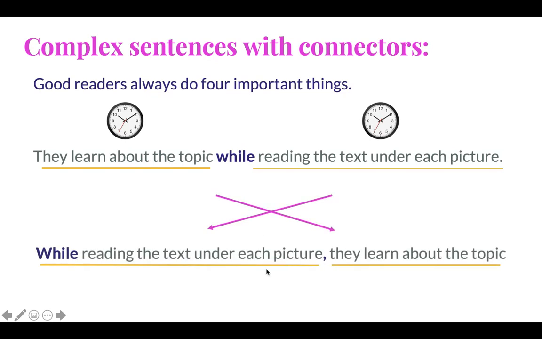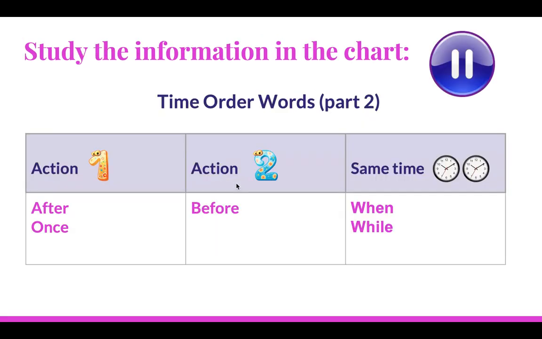And again, we can change the order of them as long as we keep this word while. It doesn't change the meaning. But notice we have a complex sentence here now because we have the word while in the beginning, so we must have a comma here. And just like before, we can also change this word while for the word when, and it doesn't change the meaning. So those are the 5 time order words that we were looking at in this video. Make sure you go back and study these words, pause the video and study these words, and remember the rules about the commas.